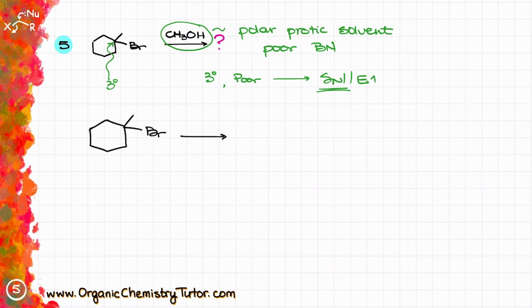So mechanistically speaking, my step number 1 is going to be my leaving group dissociation. And once I no longer have my leaving group, I'm going to get the corresponding carbocation. In this case, that is already a tertiary carbocation, which means that the carbocation rearrangements are going to be extremely unlikely here. I cannot see anything that is better in this case.